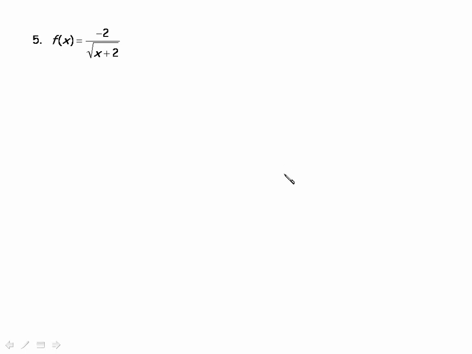So to start with, we have f of x is equal to negative 2 over square root of x plus 2. The method will always be the same. For the domain, we isolate the y, which it is already, and then we go to work on identifying any restrictions. So we take a look at this square root of x plus 2 on the denominator, and that's the thing that we're concerned with.